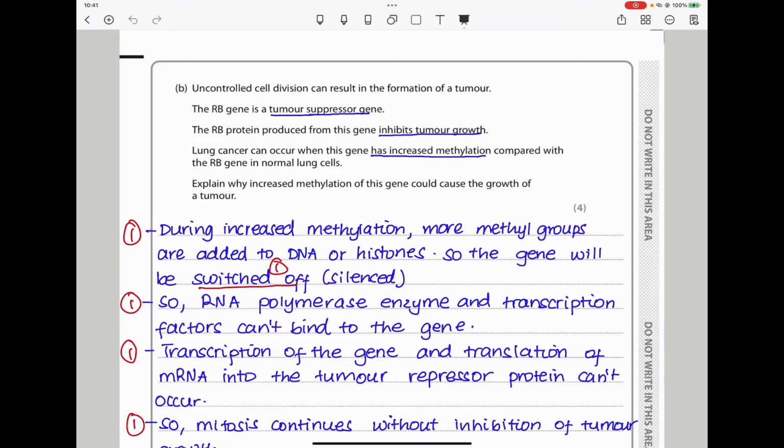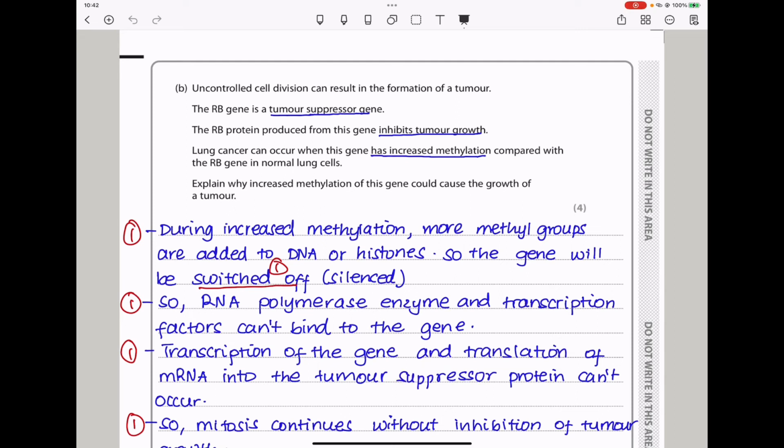We know that if methylation occurs, methyl groups can be added to either DNA or onto histones, preventing the transcription of a specific gene or causing the silencing of a gene. And that means RNA polymerase as well as transcription factors cannot bind to cause transcription of that gene, meaning the protein will not be formed.